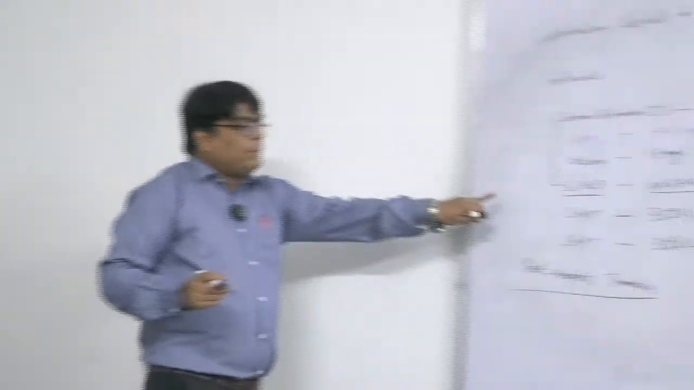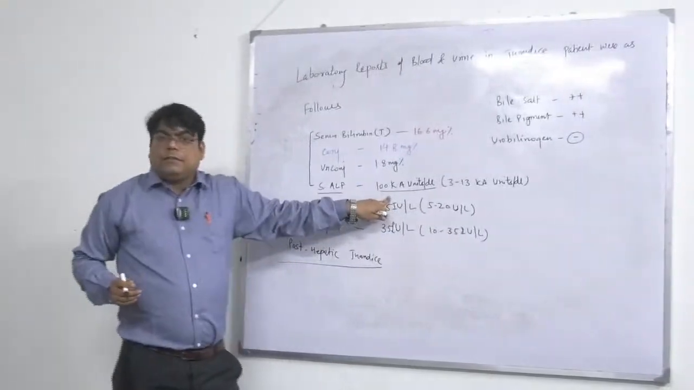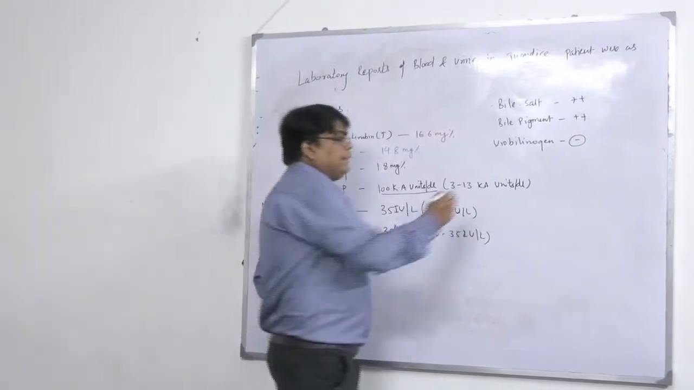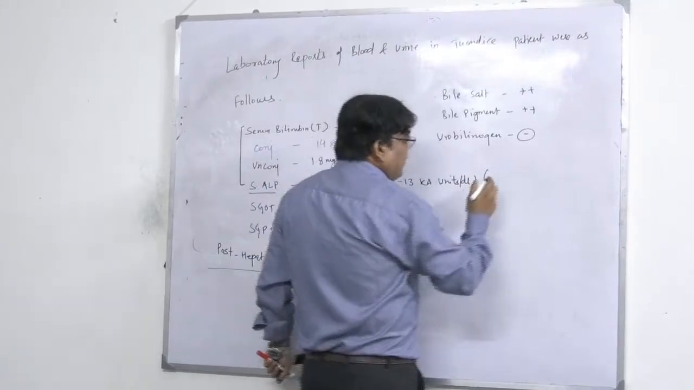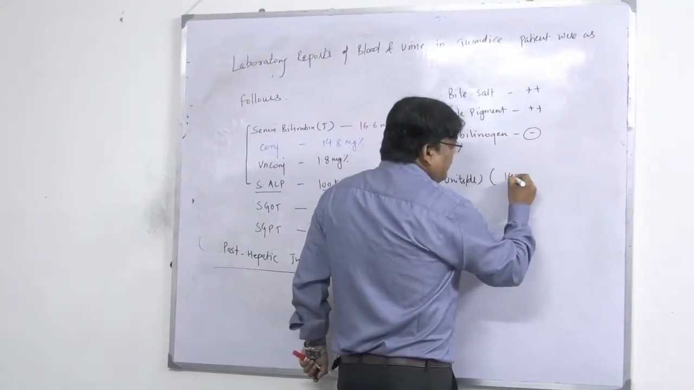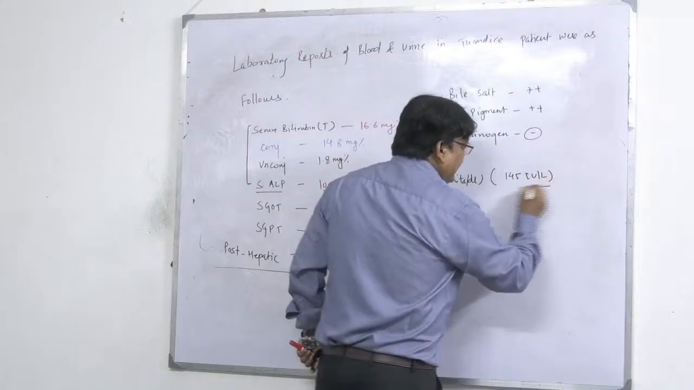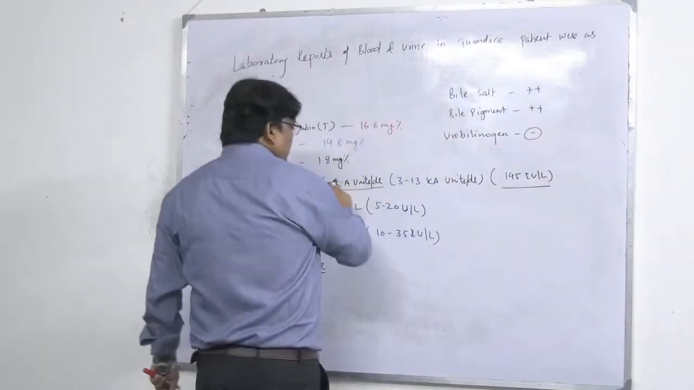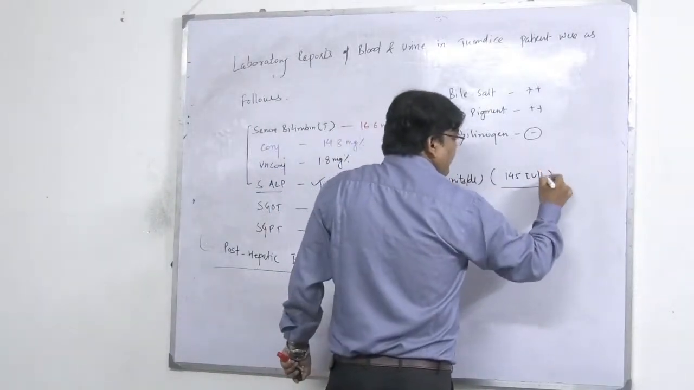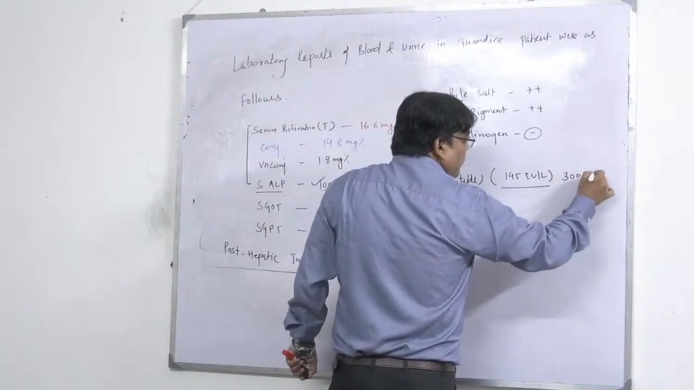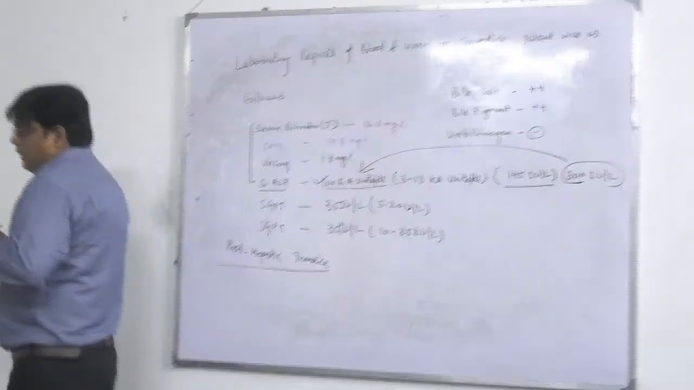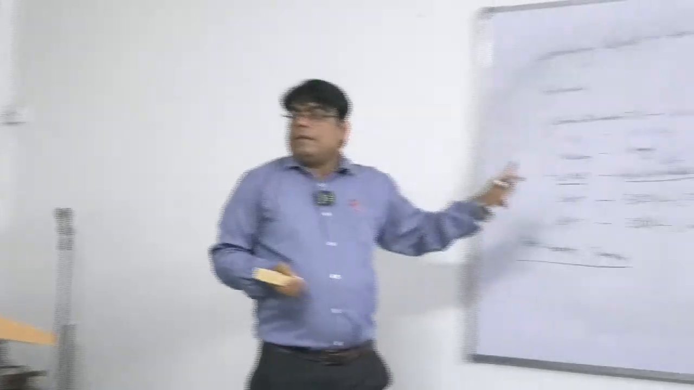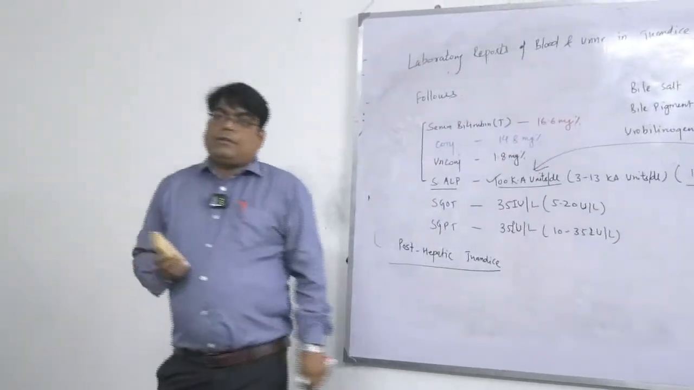Because serum alkaline phosphatase level is also high. If we take international unit per liter, the normal level is 145 international unit per liter, and it is more than that. It is up to 300 unit per liter. This is the range of this particular alkaline phosphatase. Okay. So it is a case of obstructive jaundice.